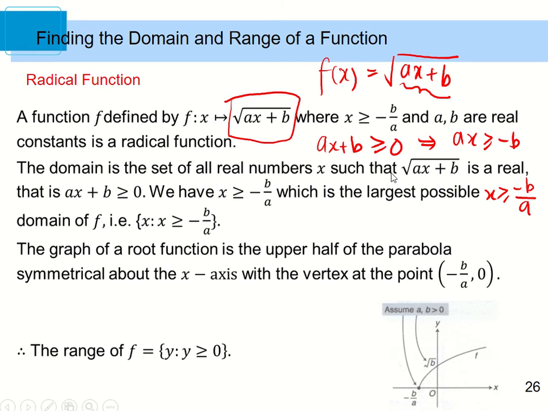Now, how about the range? The y should always be more than 0, because for the square root here, we only take the positive value. We will not take the negative value. Therefore, this will always be greater than or equal to 0. So for the range, y is always greater or equal to 0. And for the domain, x is greater or equal to negative b over a.